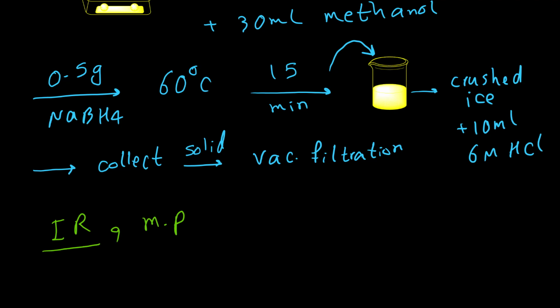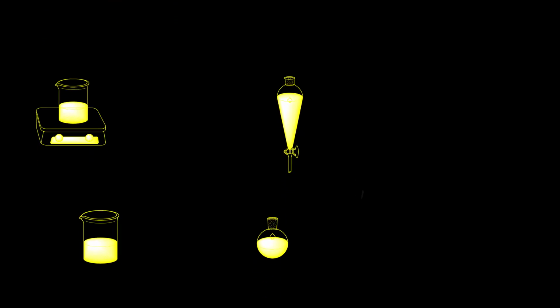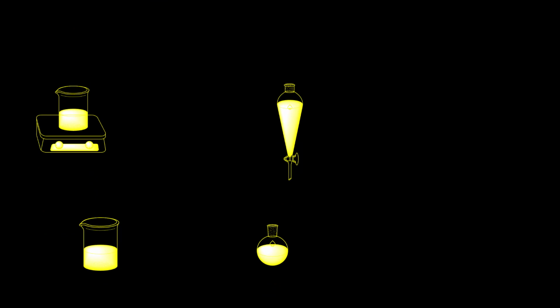Keep in mind, when we want to take IR, we should have IR from the reactant, which means benzophenone, and also from the product. So performing this reaction for benzophenone is easier because our product is solid and it has a high melting point, so we can easily filter it by vacuum filtration and purify. But if we want to perform the reaction for cinnamaldehyde, the recipe is a little different.